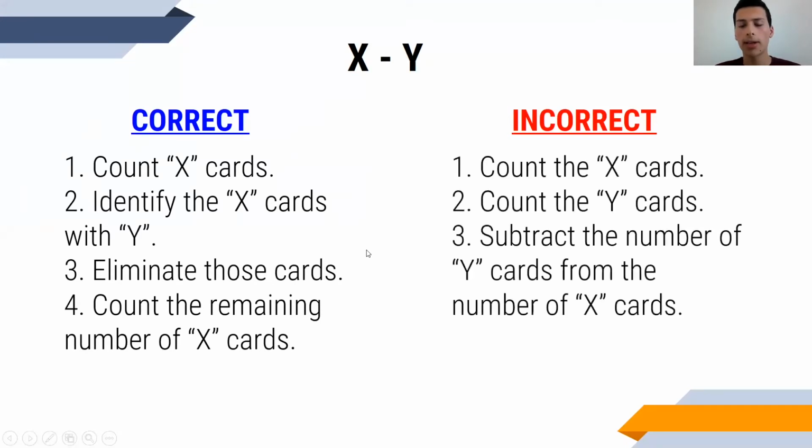And then here is the incorrect method, which you don't want to do. Do not do this in the game. I'm just showing this because this is what some people do, and you want to avoid doing this. They count the x cards, and they count the y cards, and then they subtract the number of y cards from the number of x cards. This is wrong, because you're only supposed to subtract the y cards that also have x from the number of x cards. It can get a little bit tricky, but you need to be careful and remember this formula. As long as you follow the formula on the left that says correct, then you'll be fine. You'll do minus correctly in onsets.